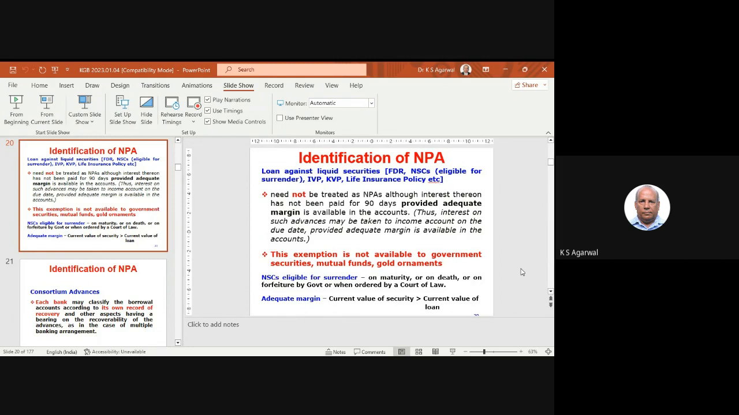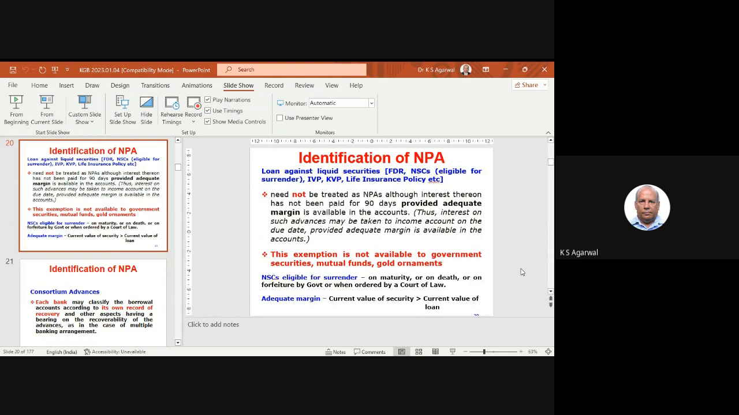This exemption is not available to government securities. This exemption is also not available to mutual funds. And this exemption is not available to advances against gold ornaments. Though gold ornaments are also quite liquid security, we can easily sell them in the market and realize our dues, still this exemption is not available. You must remember this from your examination point of view.